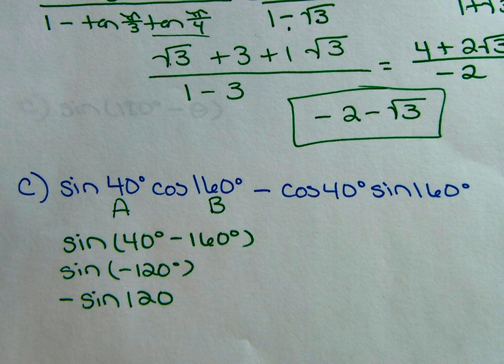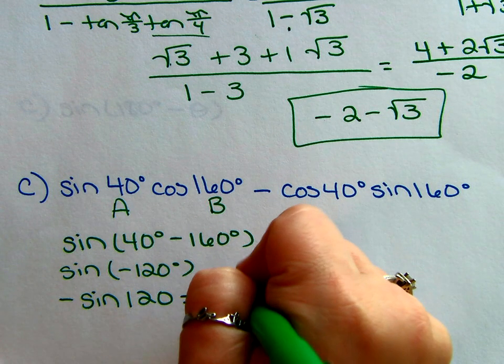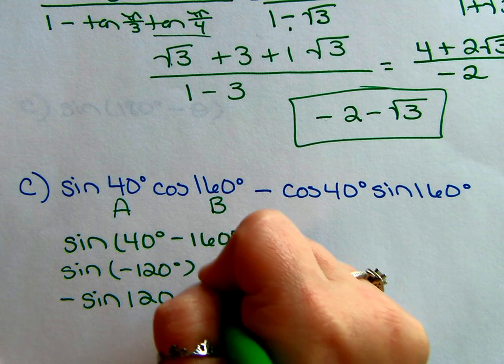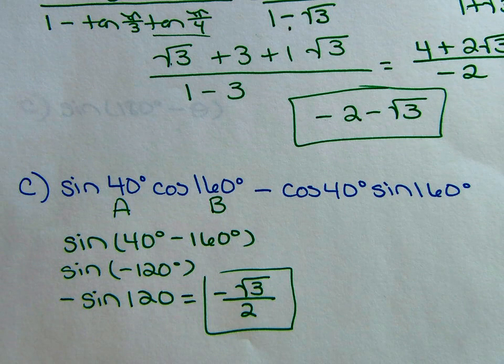So I need to know what the sine of 120 is, which is my y value, which should be positive, but then I have this negative out here, so I'm going to get a negative. Yeah, negative square root of 3 all over 2. That's a 30-60-90 triangle, or angle in quadrant 2.